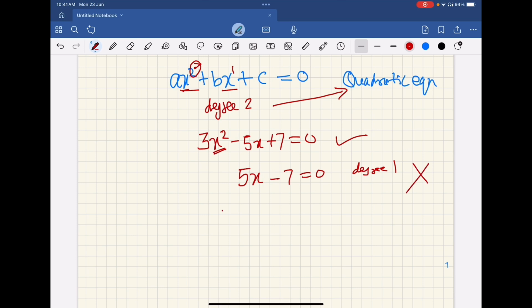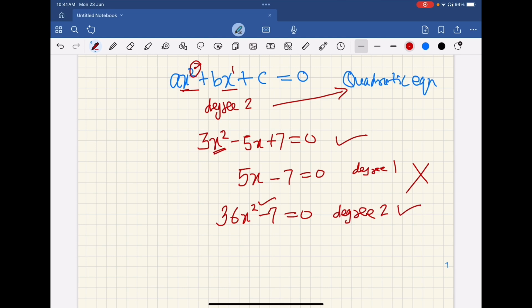Also, let us say I have just 36x square minus 7 equals 0. Is it a quadratic equation? What do we have to check? Degree. What is the degree of this polynomial? 2. So yes, it is a quadratic equation.